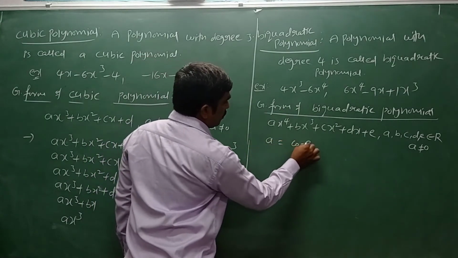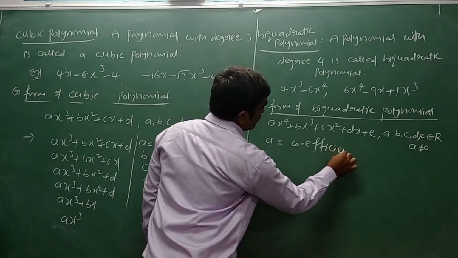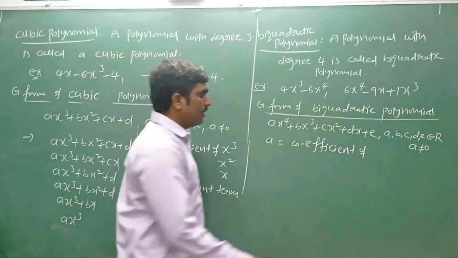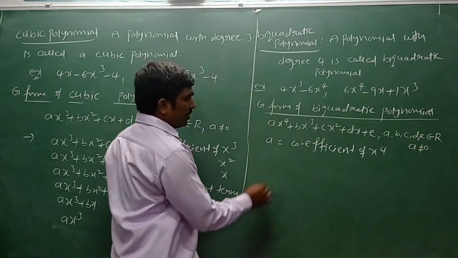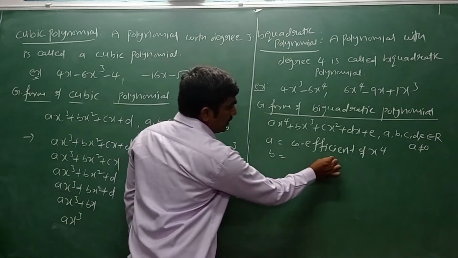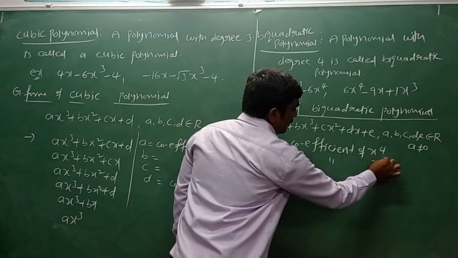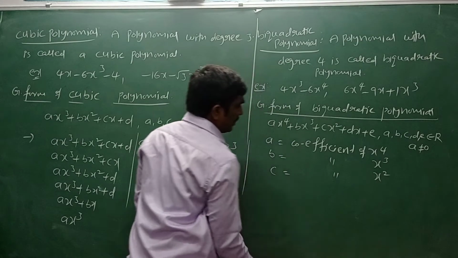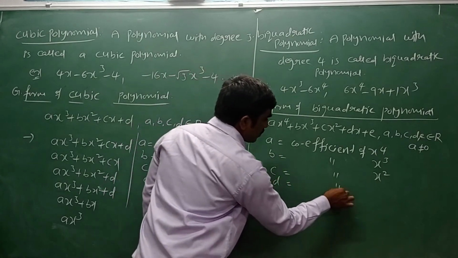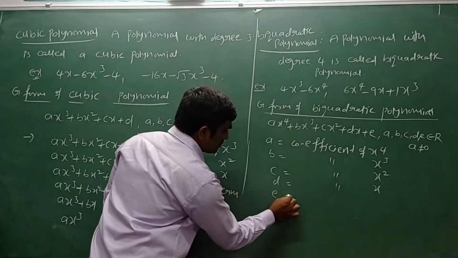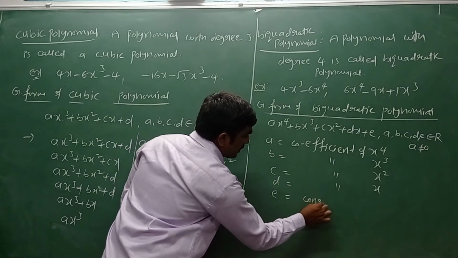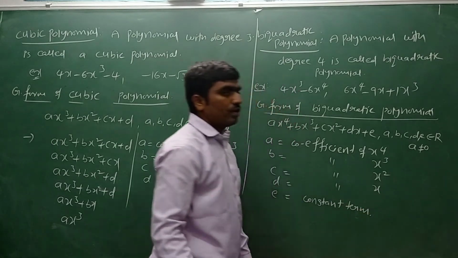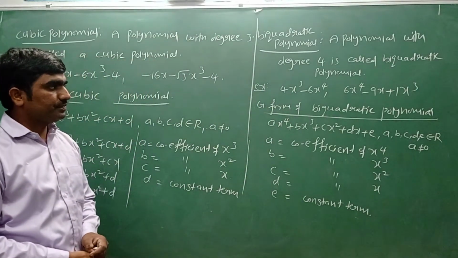What can we say about a here? A is the coefficient. A is the coefficient of which term? x power 4. What about b? Whose coefficient? b is the coefficient of x cube. What about c? It is the coefficient of x square. d is equal to what now? Coefficient of x. e is the constant term, or we can say the coefficient of x power 0.